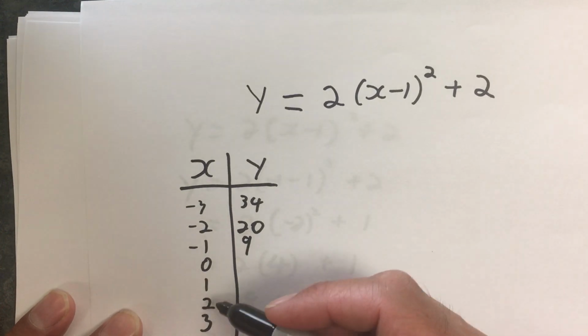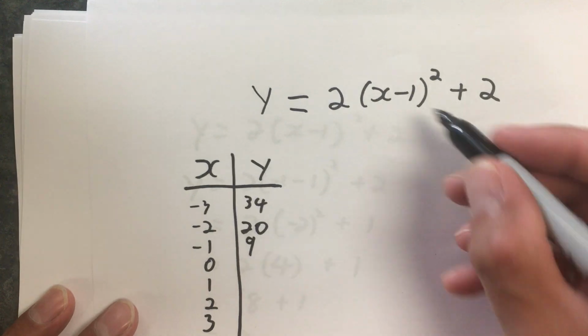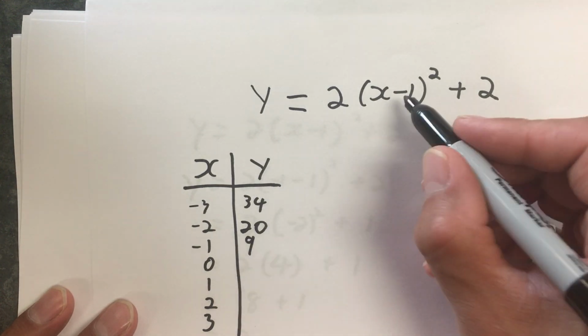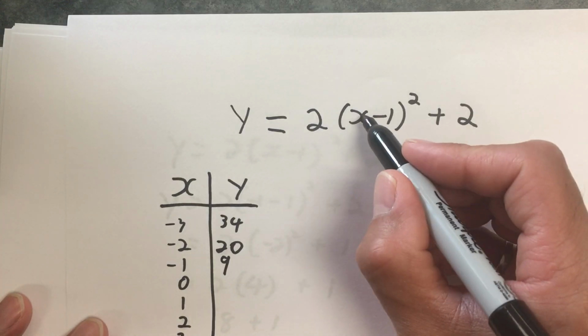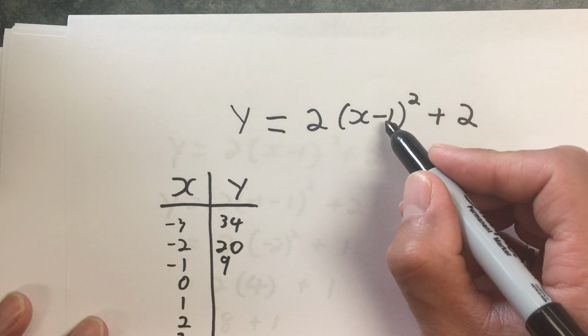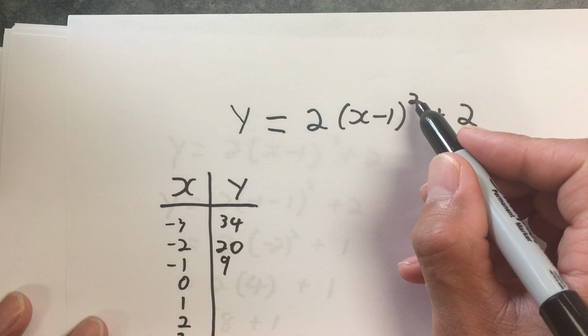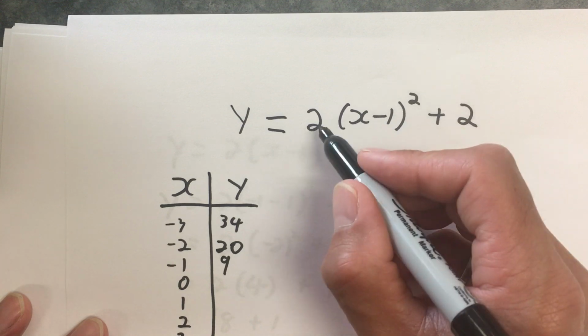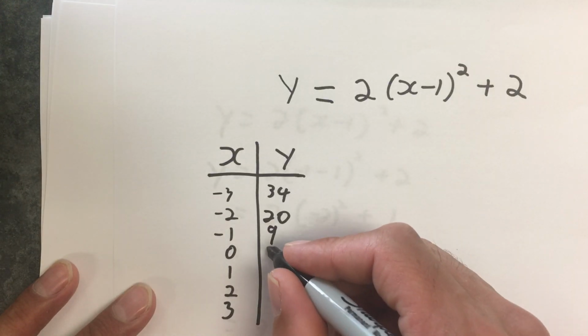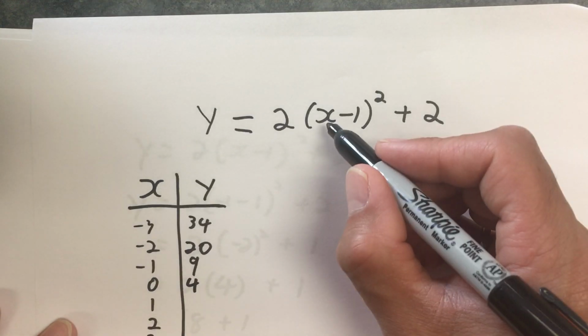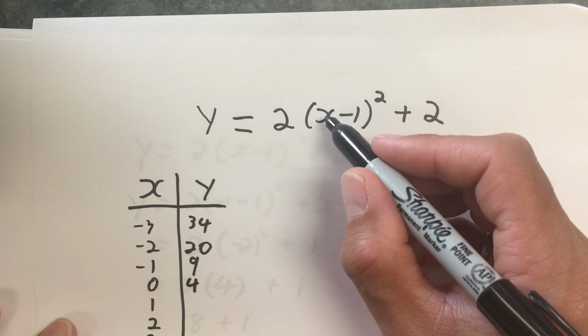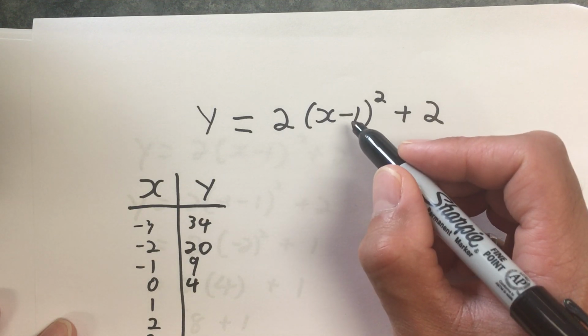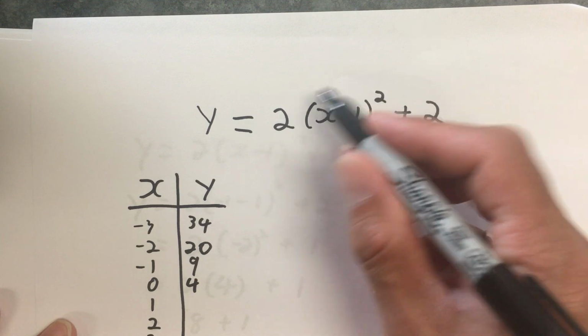Now, I'll let you do the others by yourself. I'll just do them quickly in my head. If we put a 0 in here, then we've got -1. -1 squared is positive 1. 1 times 2 is 2, plus 2 is 4. So that's going to be a 4. If we put in a positive 1, 1 minus 1 is 0. 0 squared is 0. This whole thing is 0.